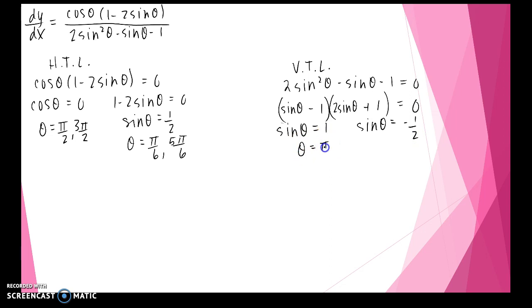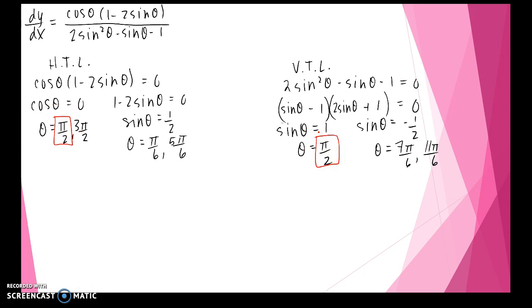So theta is pi over 2. And now I have my third and fourth quadrant with the same reference angle, 7 pi over 6 and 11 pi over 6. Okay, so the reason that I had you find all the values of theta first, look at what happens. We have an overlapping value for theta.